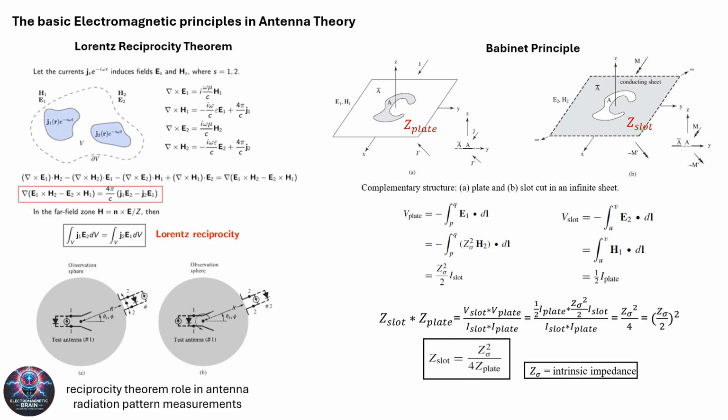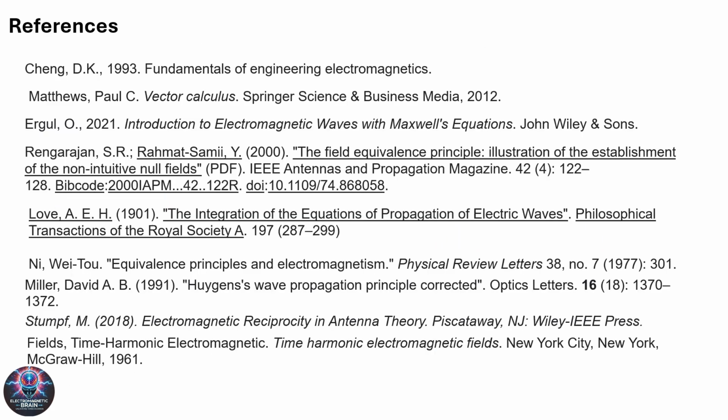obstacles or apertures. By mastering these principles, Lorentz reciprocity and the Babinet principle, we deepen our understanding of antenna operation and electromagnetic wave behavior, enabling us to design more effective communication systems and other electromagnetic applications. In the next video, we will shift our focus to electromagnetic wave propagation and its interaction with materials, exploring how waves behave as they travel through different media and the implications this has for various technologies.